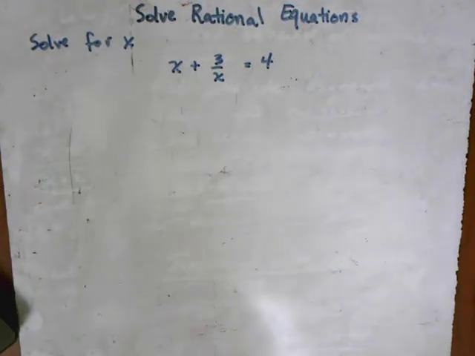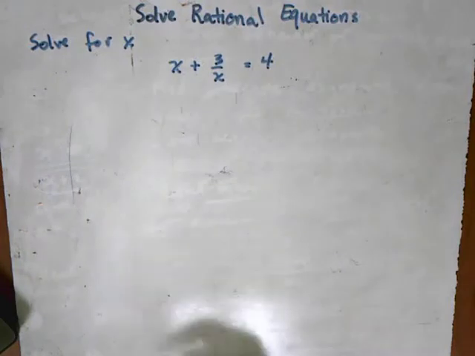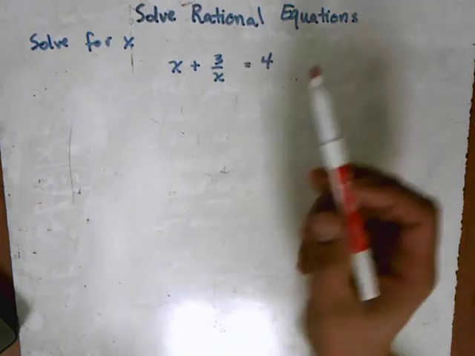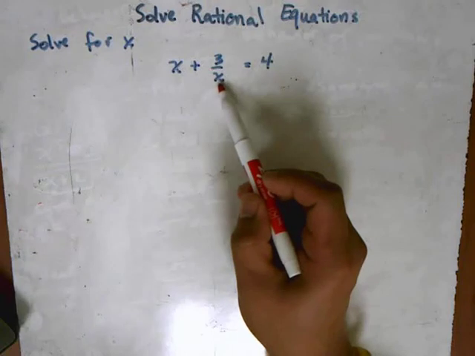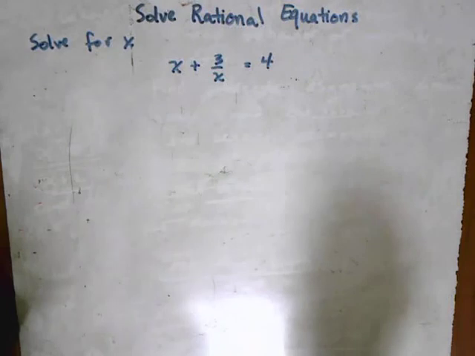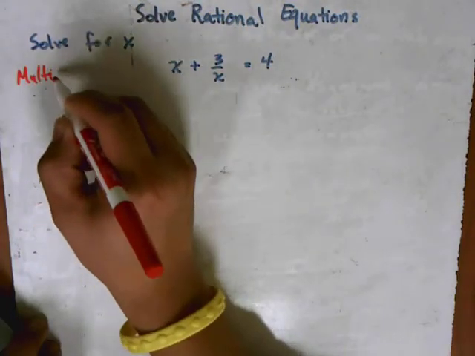Now, just to review a little bit, a rational equation is an equation with a fraction in it, but the denominator is a variable or contains a variable. So that's the main thing. So this is a fairly basic one. So we're going to start with just some simple rules here.